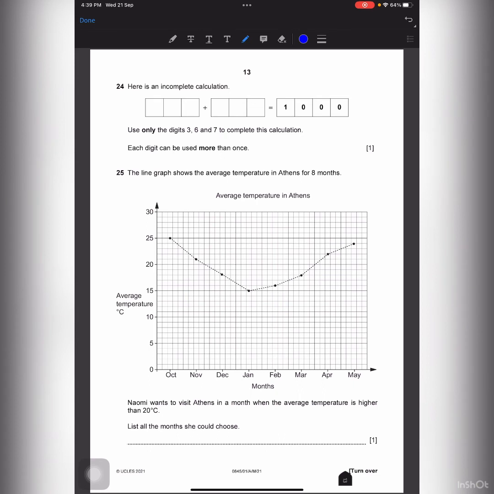Use only these 3 digits to make the calculation correct. So what we're going to do for this is, it's quite simple because all we have to do is use these digits, so it's quite easy. Now let's try this. So what we're going to do is, we do know that 6 plus 4 is equal to 10, but we don't have 4, but we have 7 plus 3. Yep, that's gonna equal it.